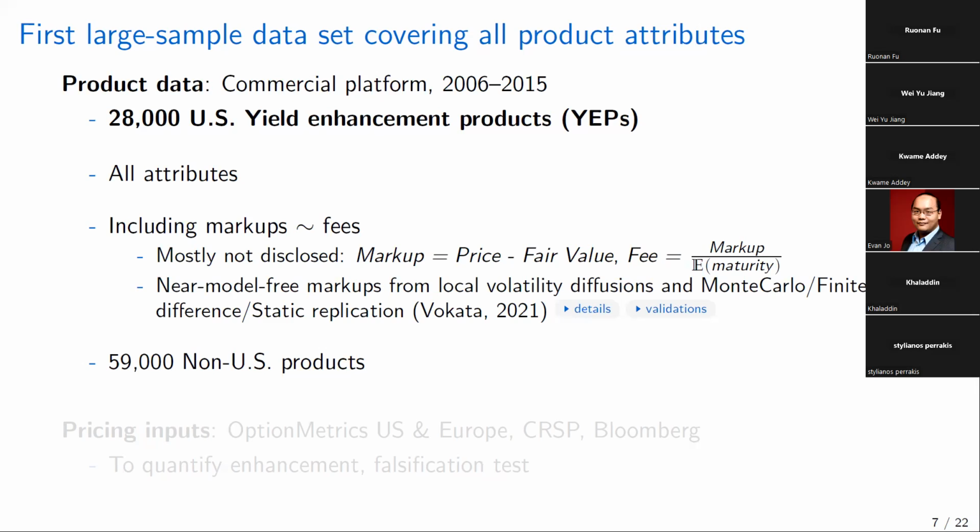I'm going to be using the first large sample data that covers all the product attributes. So the data comes originally from a commercial platform that collects data on retail structured products. However, these securities are registered with the SEC. Okay, so they are in EDGAR. So in theory, you could go ahead and download all the prospectuses and pricing supplements from EDGAR and extract all the attributes. Instead, I'm going to be using data from the same source as what Salient and Vale use. So it's a commercial platform that collects attributes of those securities.